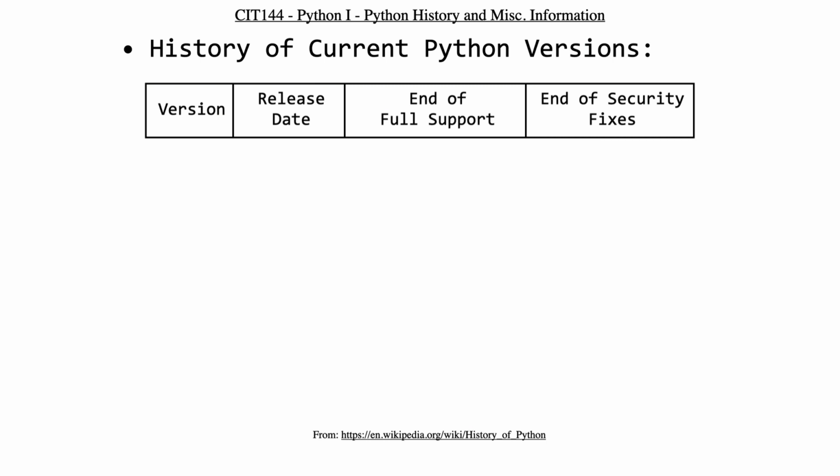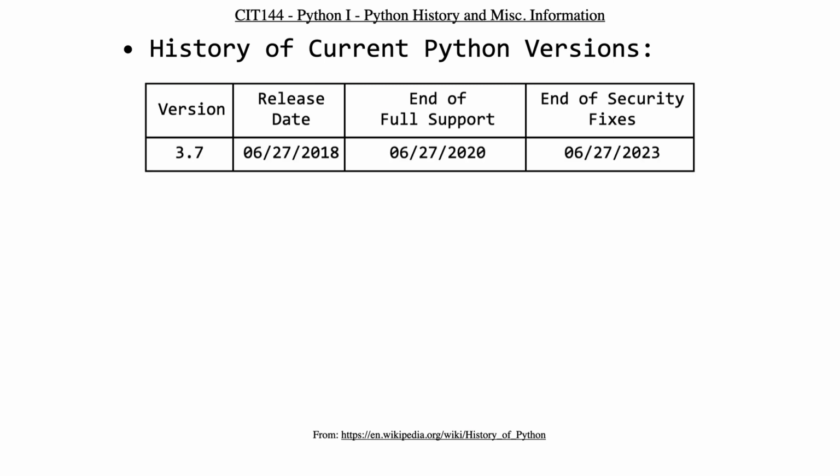And I think you'll see here that full support ends anywhere from like 1.5 to 3 years after the release date, but that end of life, end of security fixes, I think is these days always 5 years, but we'll see if that holds true in this table. 3.8 came out in 2019 and is scheduled for end of life in October of 2024.